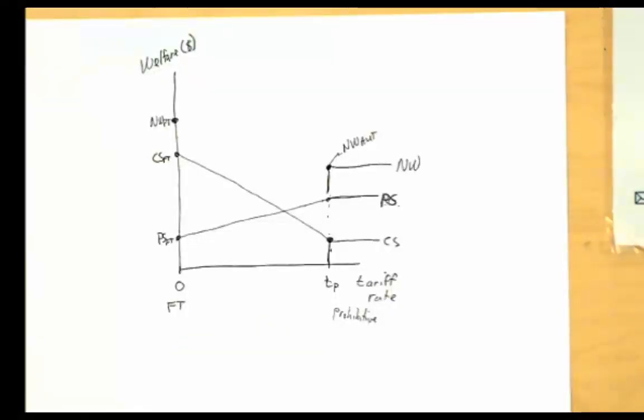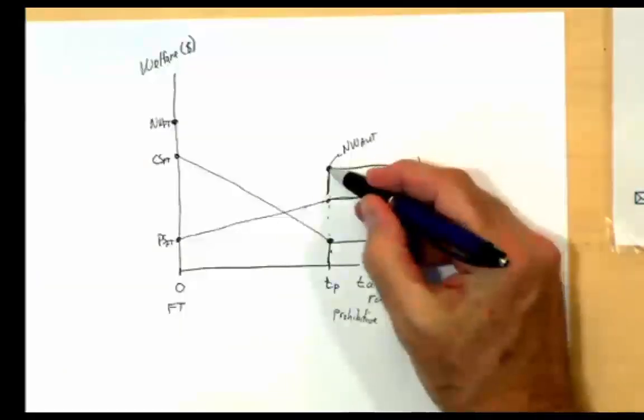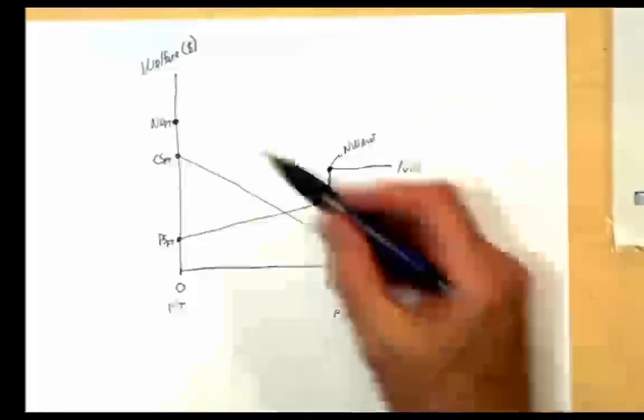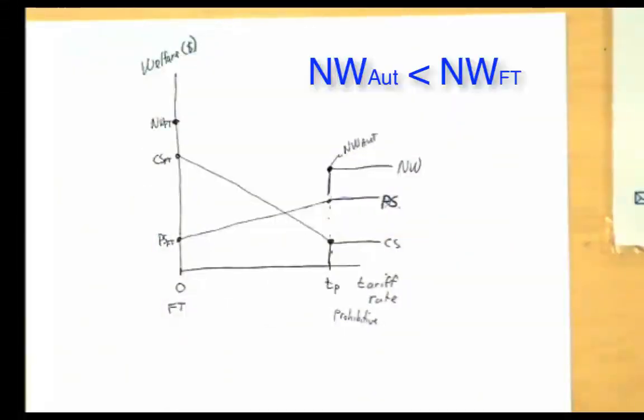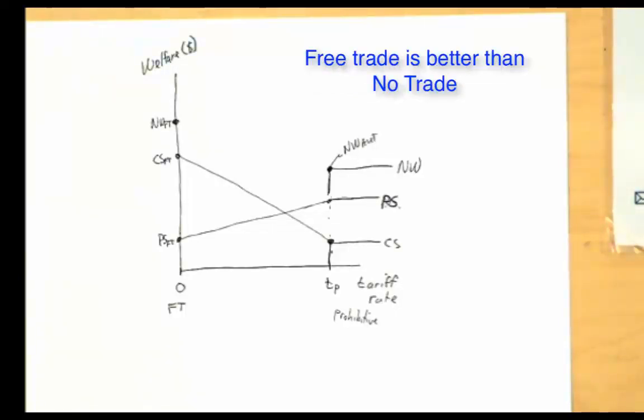Because of the differences in the slopes, because the consumer surplus falls faster than producer surplus goes up, the value of national welfare in autarky has to be lower than the value of national welfare in free trade. So in making a comparison of trade versus no trade, trade is always better for a large country and for a small country. So that's a regularity that we're going to see in these particular kind of trade models. Trade is always better than no trade.